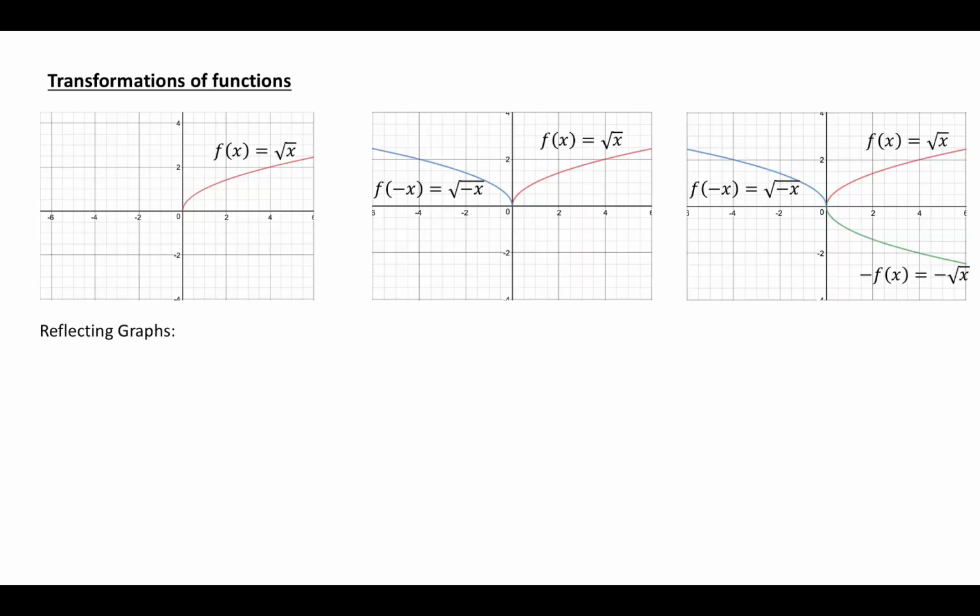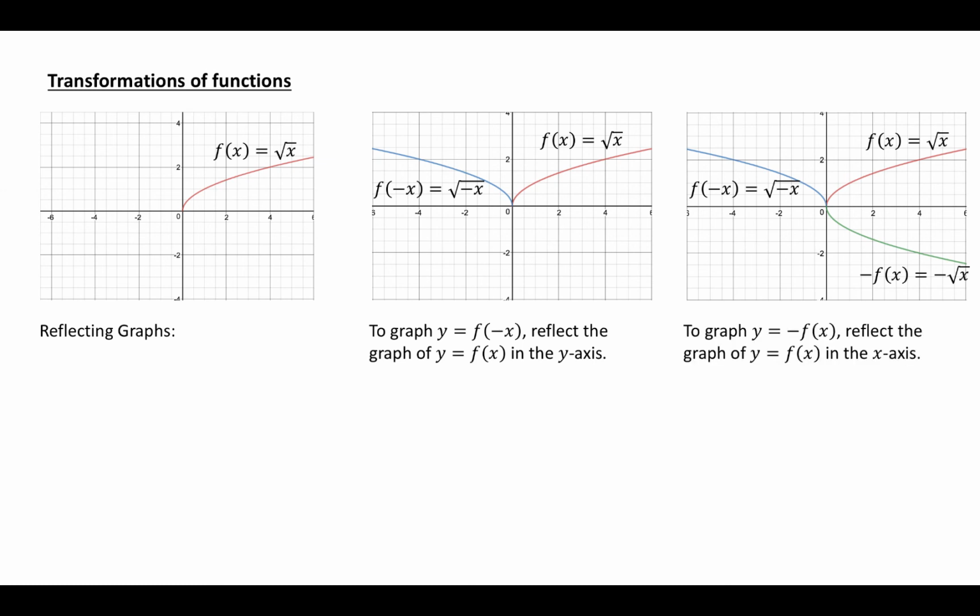So let's make some generalizations about reflecting graphs. To graph y equals f of negative x, in other words, applying the negative to the x, reflect the graph of y equals f of x in the y-axis. To graph y equals the opposite of f of x, in other words, applying the negative to the entire function, reflect the graph of y equals f of x in the x-axis.